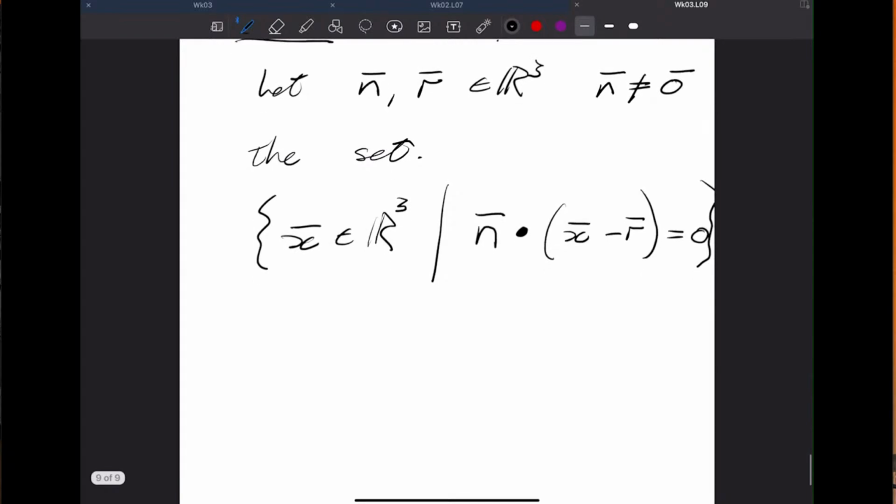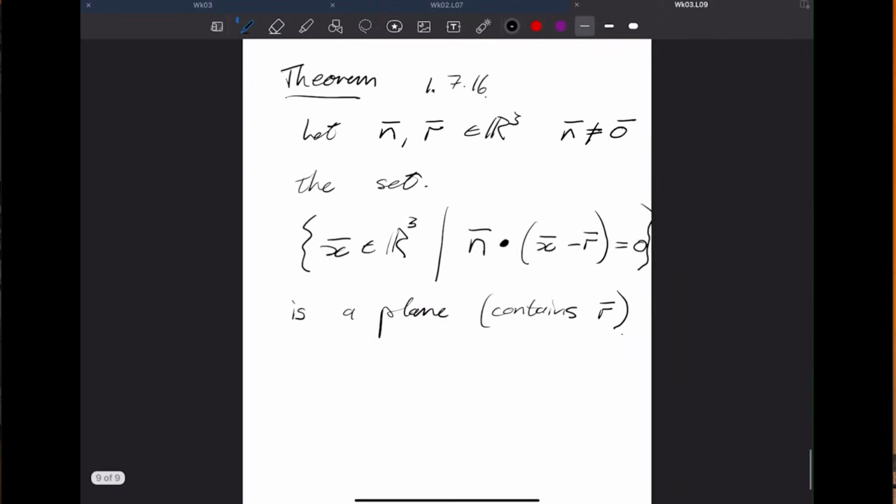This set is actually a plane, and this plane actually contains the point R. Okay, so here we have a different way of describing planes. Okay, and we will now discuss this different way of describing planes.